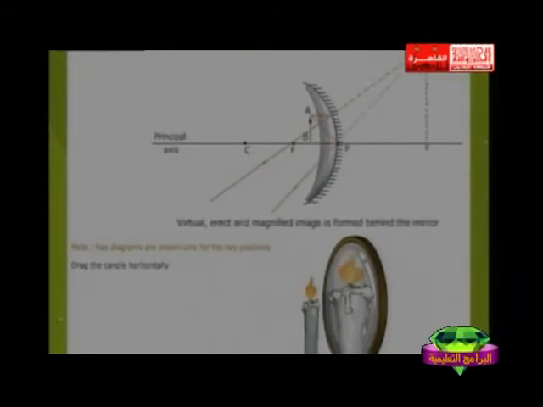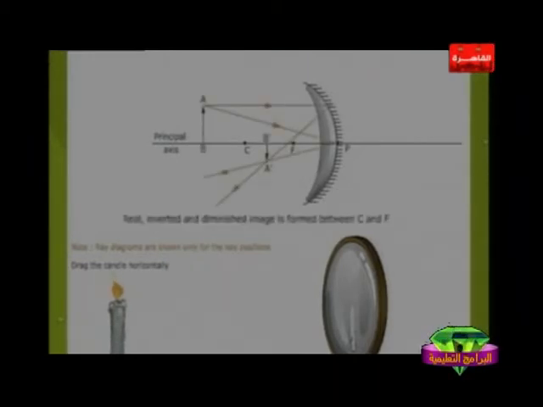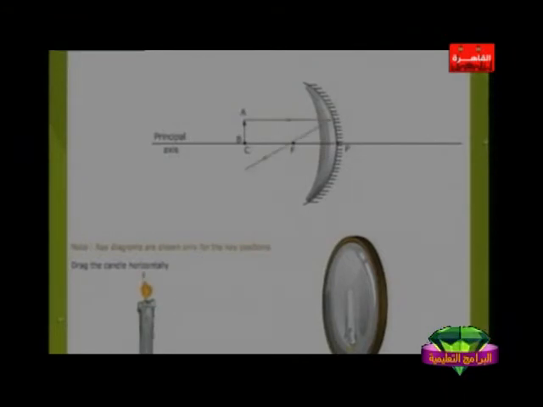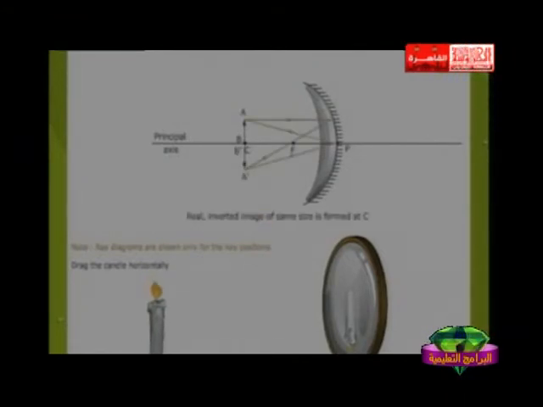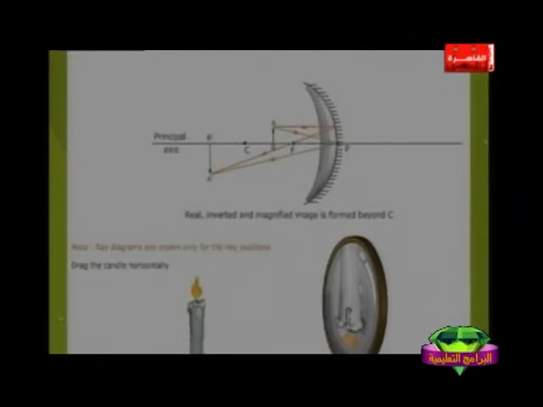I can say, for this case, the formation of the image in a concave mirror depends on the distance of the object. Behind C, the image is between F and C, inverted and real. It's very important. On C, the center of curvature, the image is directly on the center of curvature also. If it's between F and C, the image behind C will be inverted, real, and magnified.